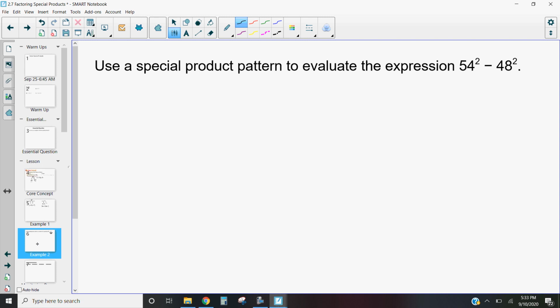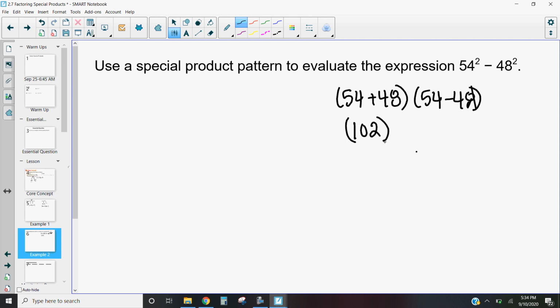Notice how this one has numbers instead of variables. All it means is it's going to follow the same pattern. So when we ask what the solution to an expression like 54 squared minus 48 squared is, I don't know what 54 squared is without a calculator. You probably don't either. But I can use this special product pattern to simplify the problem. Instead of doing 54 squared and then 48 squared and subtracting it, I can say I know this is going to be the same as 54 plus 48 times 54 minus 48. And when I do that, 54 plus 48 is going to be 102.